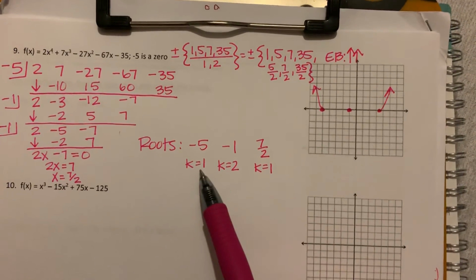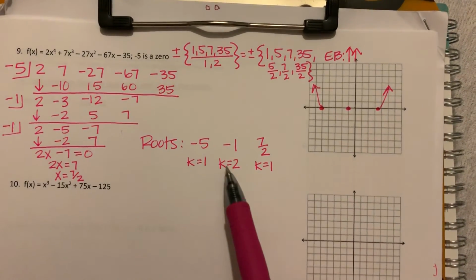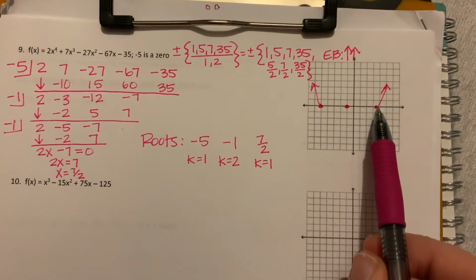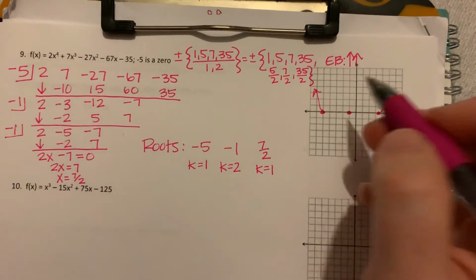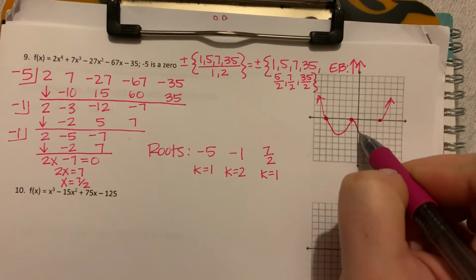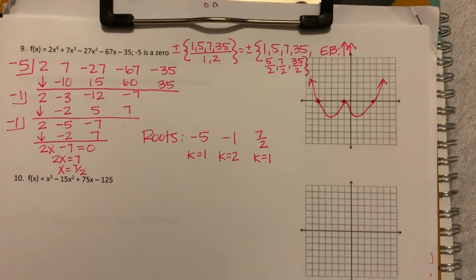Okay, it's crossing through at -5. It's bouncing off at -1, and then it's crossing through here. So crossing through, bouncing off, crossing through. And that's what the graph is going to look like for that one.